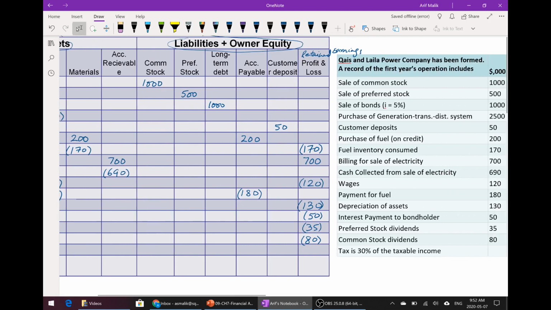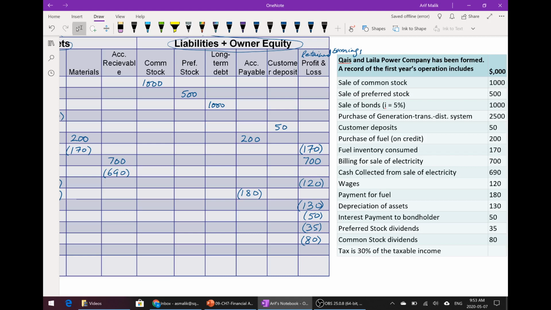The next is tax is 30% of the taxable income. The taxable income is basically earning before interest and tax, EBIT, and after EBIT we give the interest, and then this becomes a taxable income, which means that taxable income will not include the interest, but the rest of the things will be there.